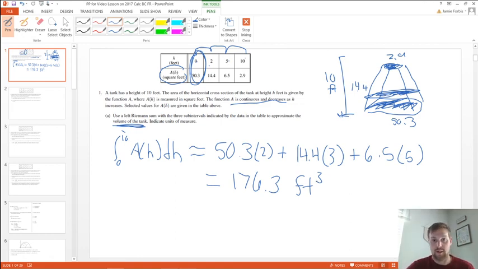Okay, so there you have it. That is the left Riemann sum. We've done that a bunch of times with charts. I just thought it was an interesting problem that we were doing. It's representing cross-sectional area. So there you have it. That is A.